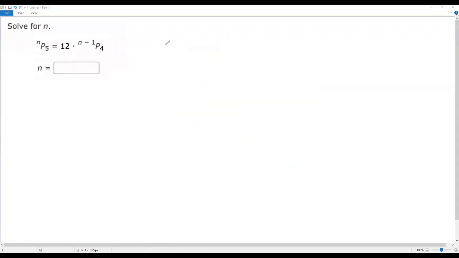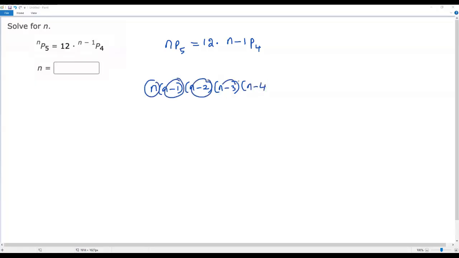Okay, now let me take the given equation, that is nP5 equals 12 times (n-1)P4. Here r is 5, so n has to be reduced for the next 5 consecutive integers and multiplied. Let me write n first. The next consecutive integer, we subtract 1 from this n, then we get n-1. Subtracting 1 from n-1, I get n-2. Then n-3. Then n-4. 1, 2, 3, 4, 5.